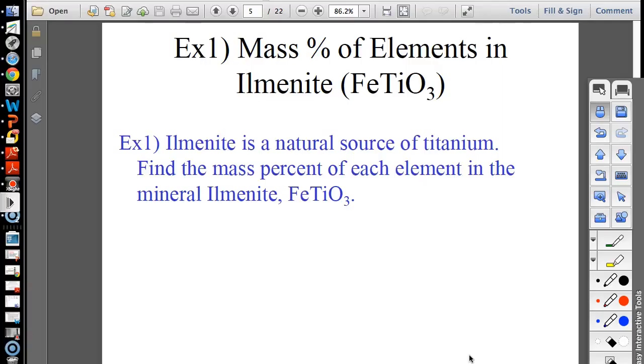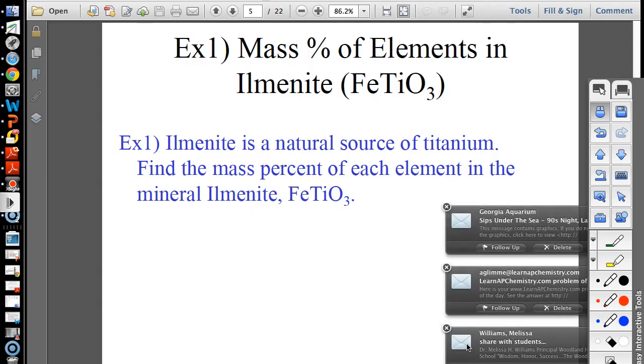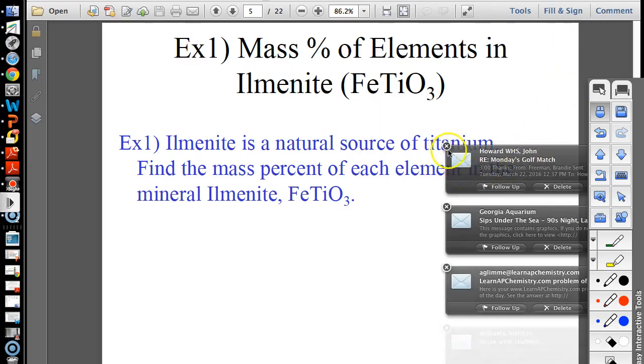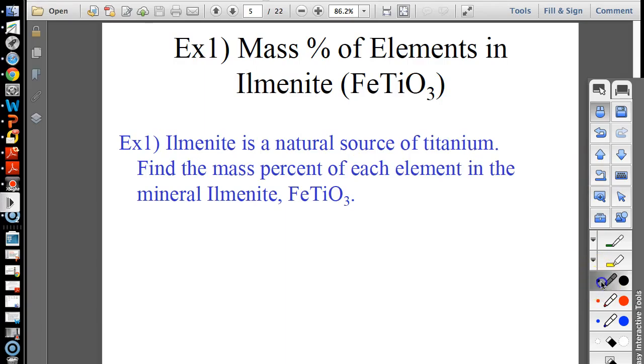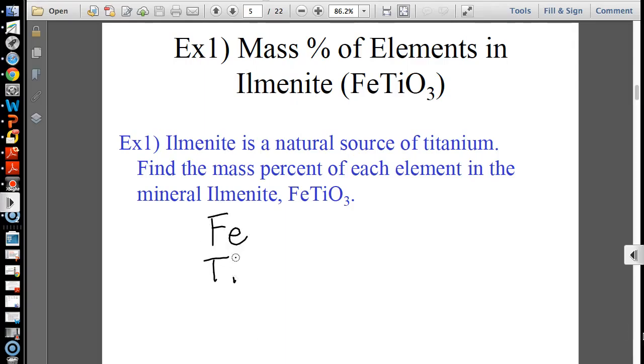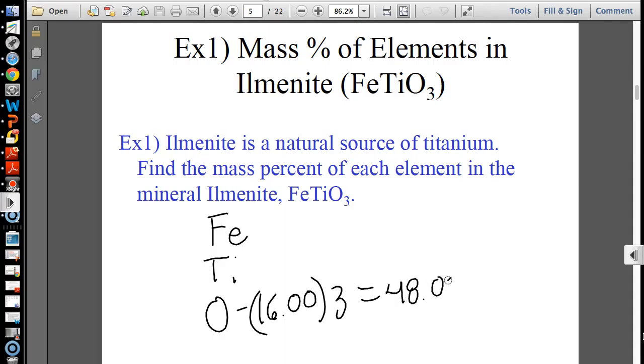You have periodic tables on your table. You have one on the wall. You pick. Goodness. Don't forget your units.